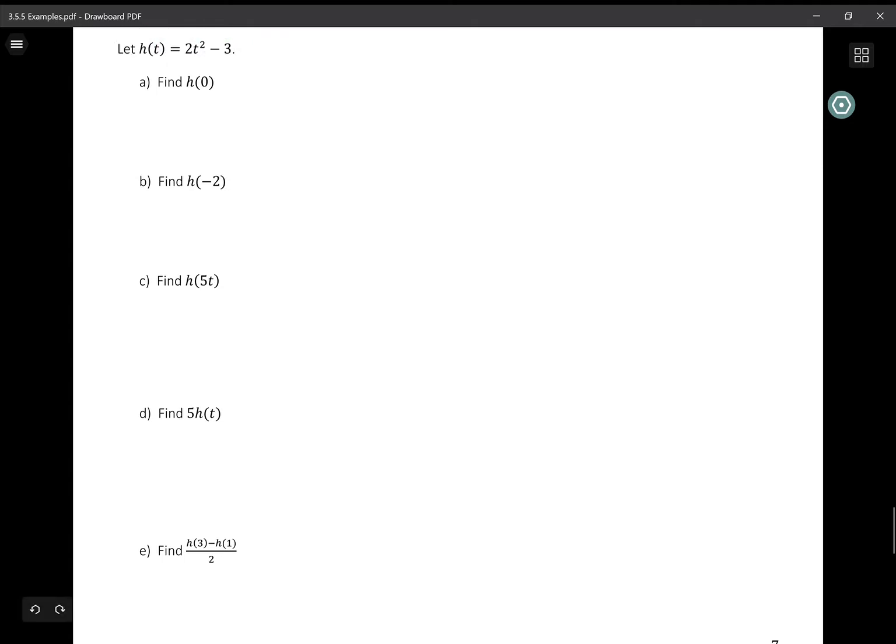So again, if it's messing with you that there's a t here, it doesn't really matter. Just think of that as a blank place. That's like input. So you could write h of input is equal to 2 times your input squared minus 3. And that's going to be what guides us all the way down here. So whenever we hit h of something, we're going to follow the rule that we just wrote down.